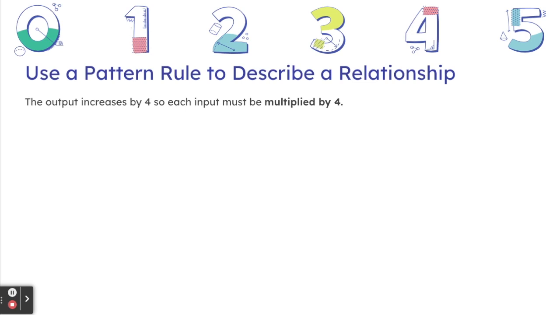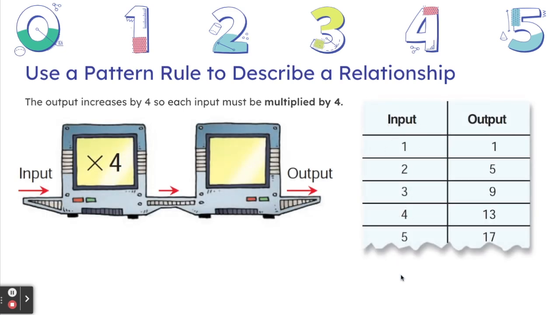Okay, so I just said the output increases by 4, so each input must be multiplied by 4. And if you're wondering, how the heck does she know that? Bear with me, we're going to go through it step by step. Now we're going to take a look at the input. Okay, let's look at the second input on the table, number 2. Okay, so the next step is to multiply 2 by 4 because, as I said, when our output increases by 4 each time, that's a clue that we multiply by 4. Okay, so 2 times 4 makes 8. Yay! Except the output is 5.